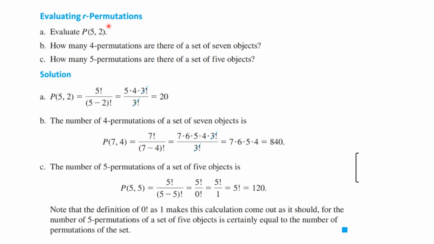But let's evaluate some of this. So here we're evaluating 5 permutations, taken 2 at a time. We just use the formula, and you should get 20. Notice the 3 factorials cancel. How many 4 permutations are there in a set of 7 objects? Well, that's going to be P(7,4). Here's the calculation. Again, the 3 factorials cancel. You get 840. The number of 5 permutations of a set of 5 objects, we do that. And notice that we're using the fact, and we talked about this before, that 0 factorial is defined to be 1. You can also make an argument that it should be 1, but 0 factorial is 1. So this is 5 factorial. This is 120.